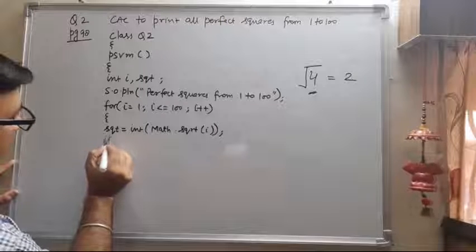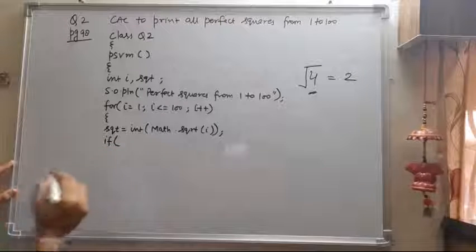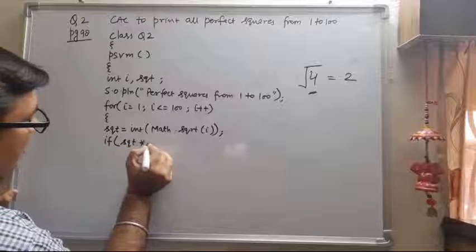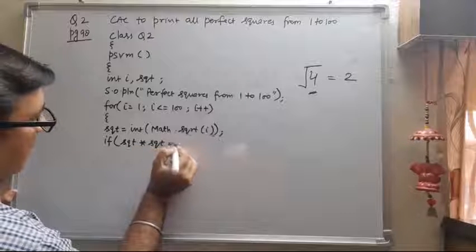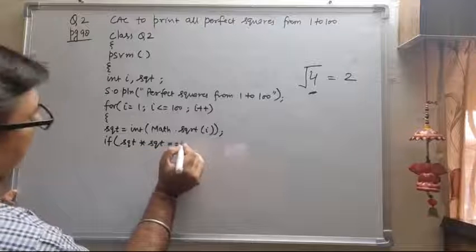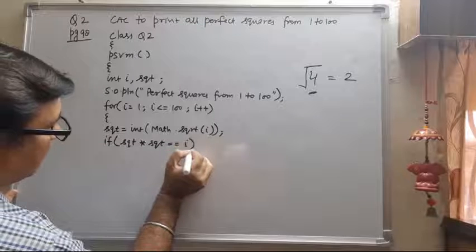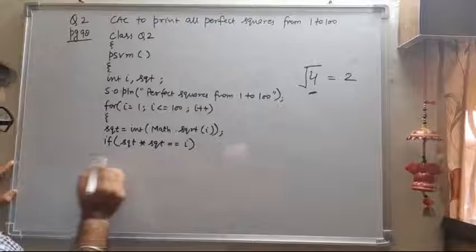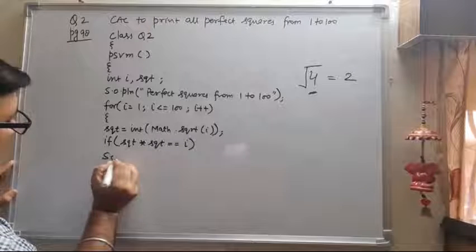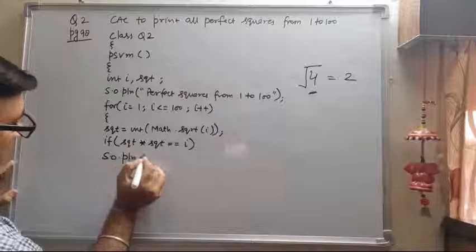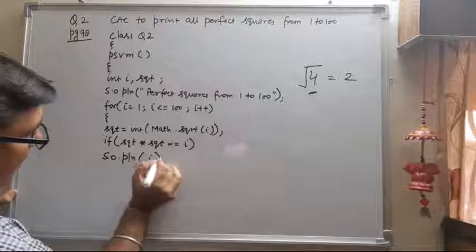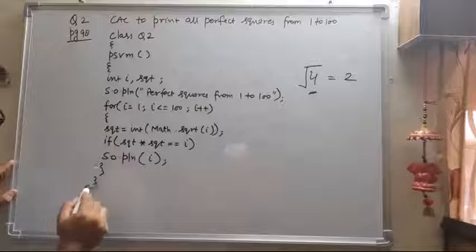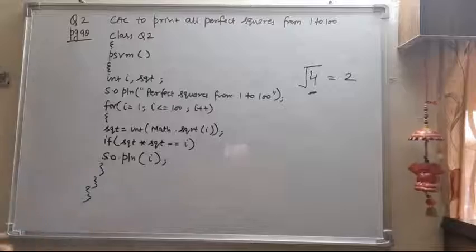We'll apply the if condition to check whether it is a perfect square or not: sqt into sqt equal to the number, that is i. And if it is true, then we'll print System.out.println, the number i, and then we'll close this for loop, and then this public static void main, and then this class.